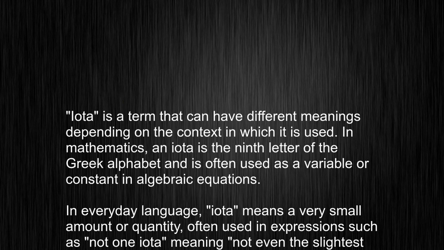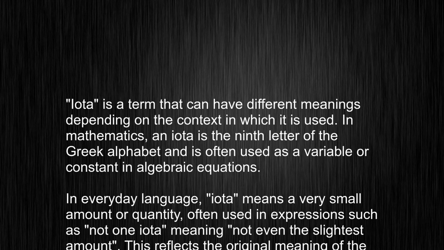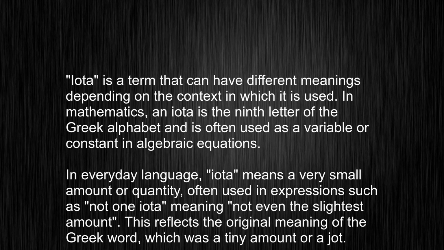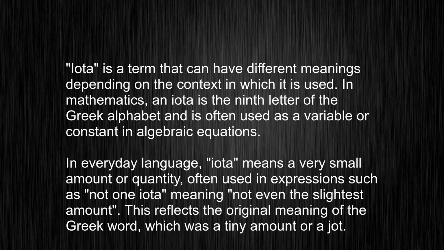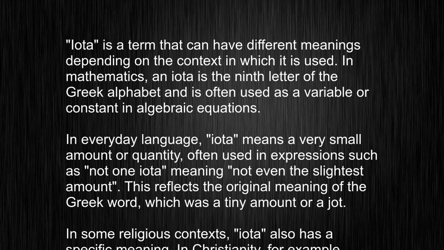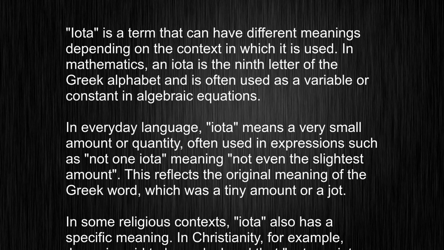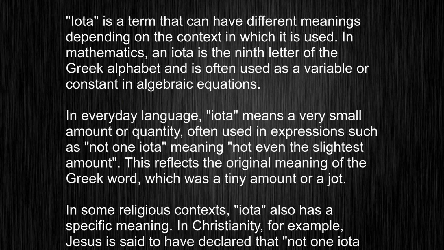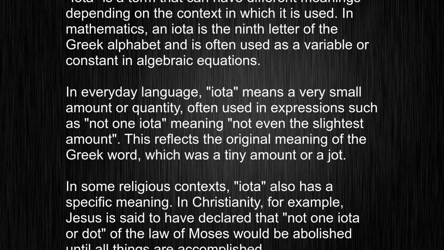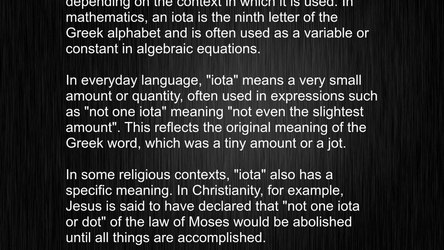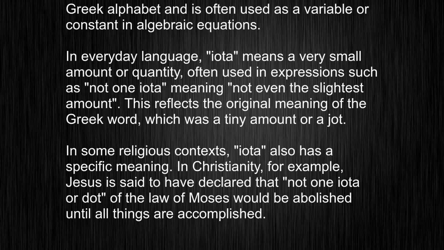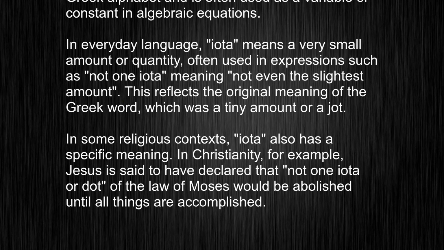Iota is a term that can have different meanings depending on the context in which it is used. In mathematics, an iota is the ninth letter of the Greek alphabet and is often used as a variable or constant in algebraic equations. In everyday language, iota means a very small amount or quantity, often used in expressions such as not one iota, meaning not even the slightest amount. This reflects the original meaning of the Greek word, which was a tiny amount or a jot.